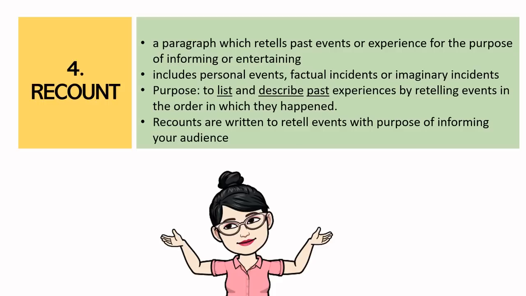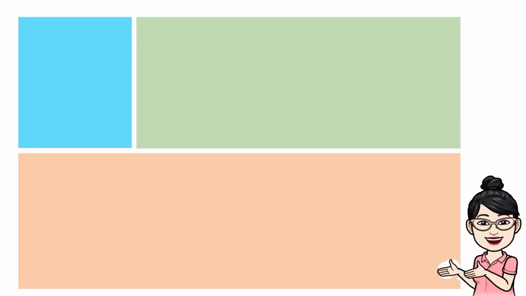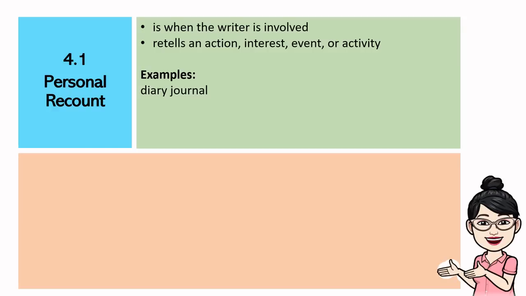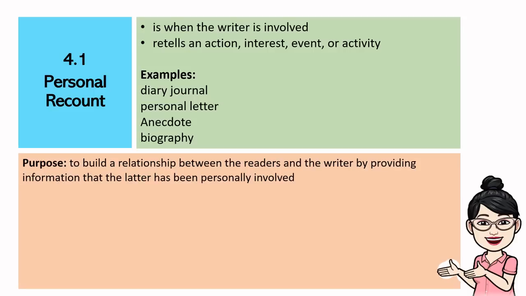There are two types of recounts. Personal recount. A personal recount is when the writer is involved. This is a type of text that retells an action, interest, event, or activity. Examples of this may include diary journal, personal letter, anecdote, biography. The purpose is to build a relationship between the readers and the writer by providing information that the latter has been personally involved.